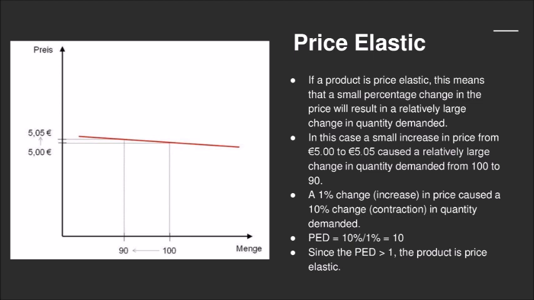In this case, a small increase in price from €5 to €5.05 caused a relatively large change in quantity demanded from 100 to 90. A 1% change, increase, in price caused a 10% change, contraction, in quantity demanded. PED equals 10%/1% equals 10. Since PED is over 1, the product is price elastic.